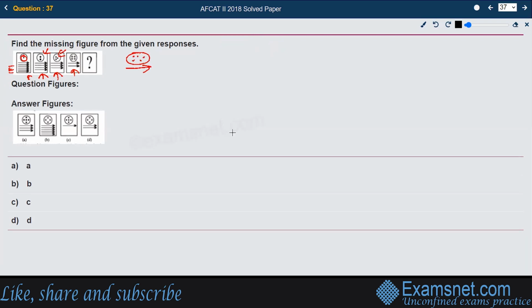3, 4, and 5 dots. So which is the figure which is matching this? C. C is the right one. 1 arrow and 5 dots. So C is the right one. Option C is the answer.